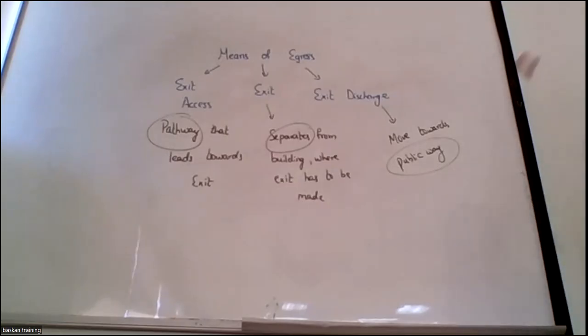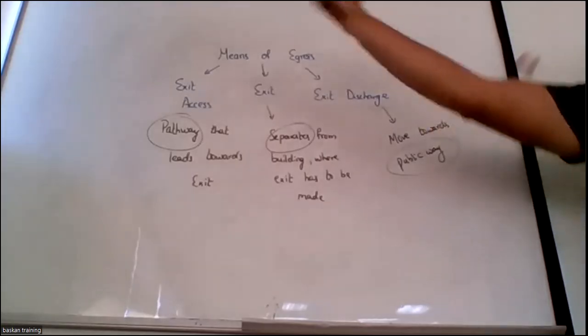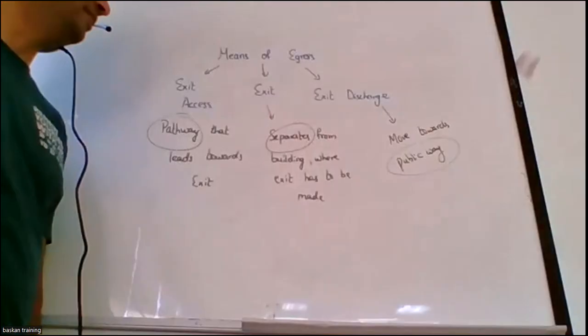Exit is the portion from where you are going to make the exit. Discharge is whenever you move on towards the public way, outside, completely isolating yourself from the building. So that is your exit discharge.